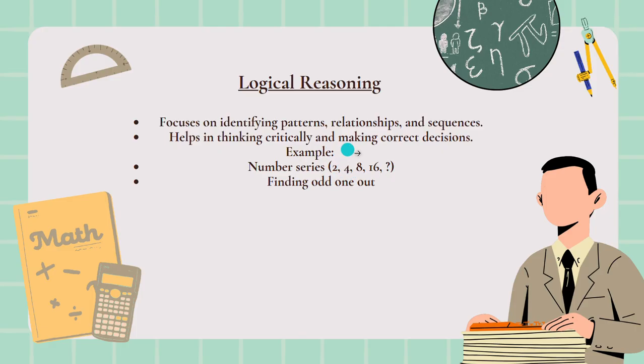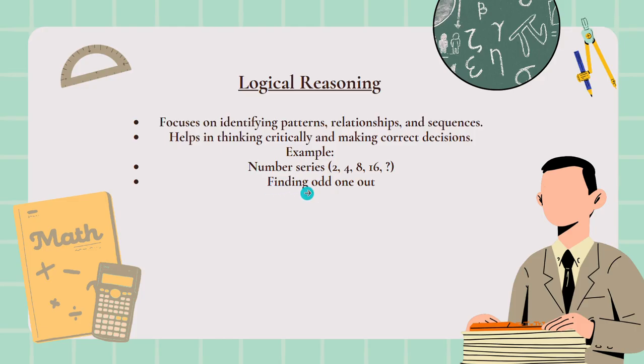The double of 4 is 8. The double of 8 is 16. And if we double 16, we'll get what? 32. So our next answer will be 32. So we have to analyze the patterns in this number series. So we will be getting the answers very correctly.